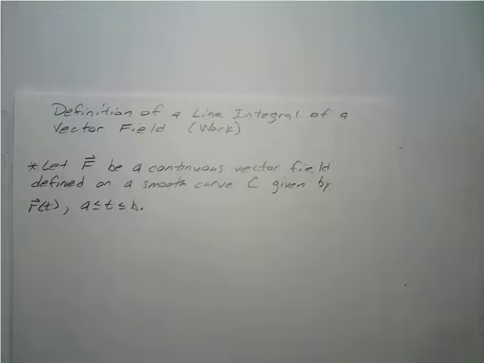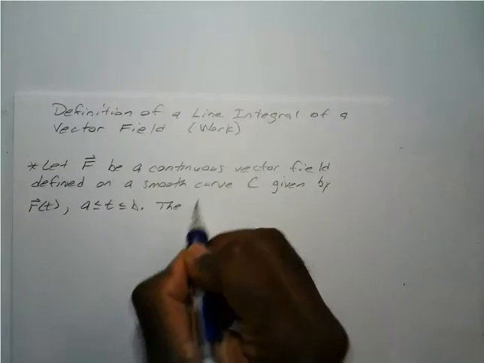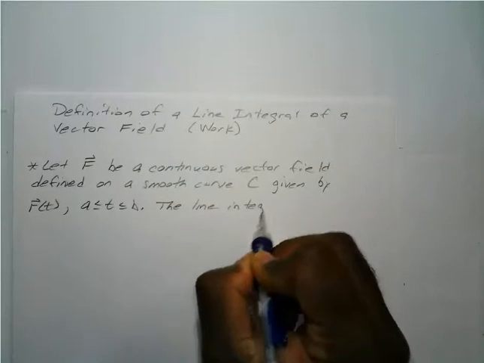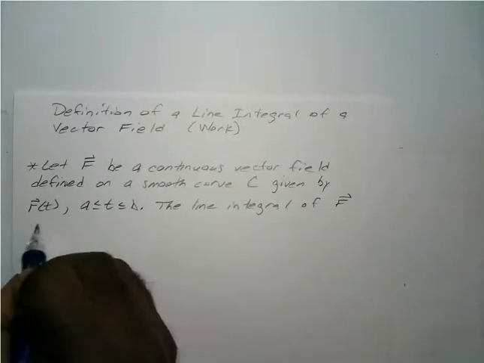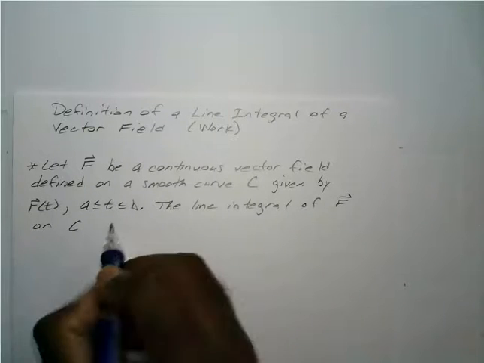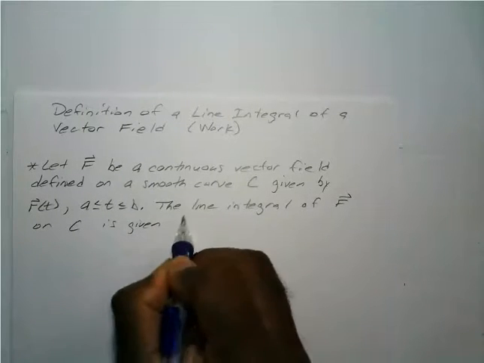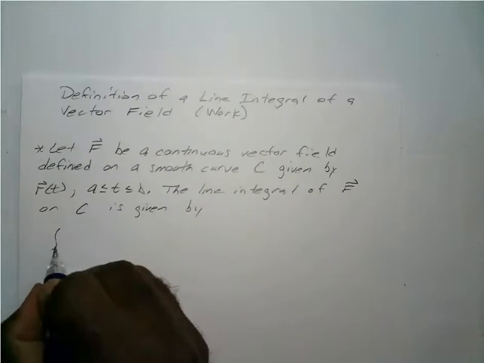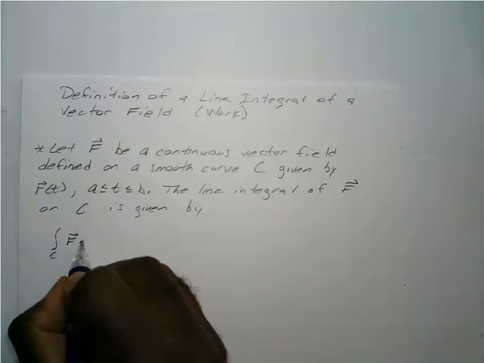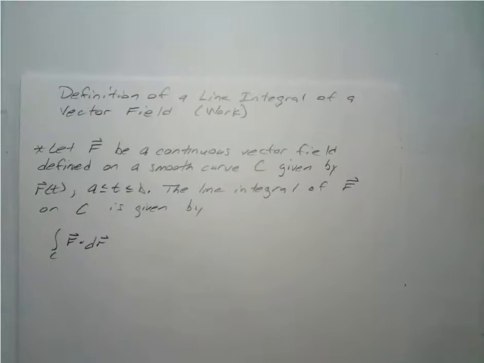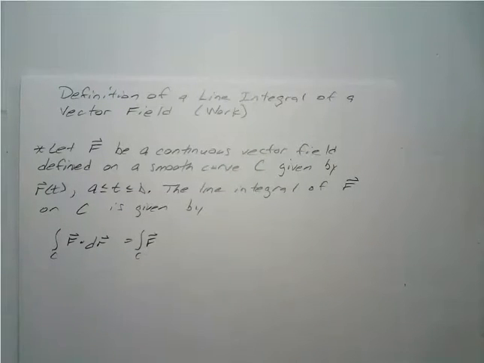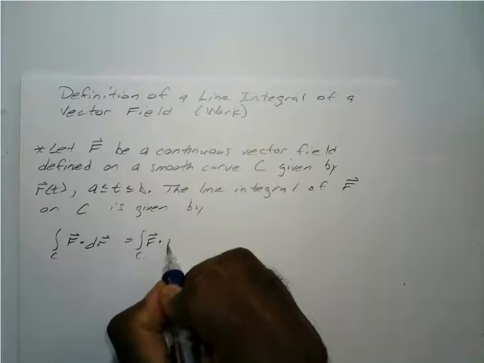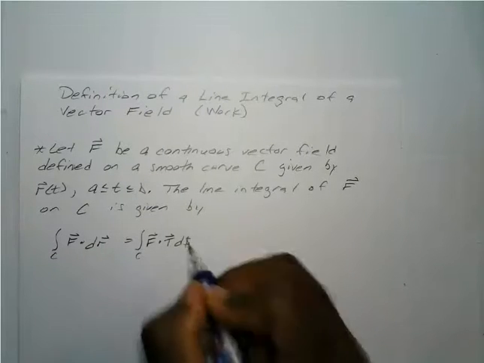All right. So the line integral of our vector field on our curve is given by, okay, I guess you can call this your general formula, which we know is equal to the dot product of your vector field and your tangent vector with respect to s.